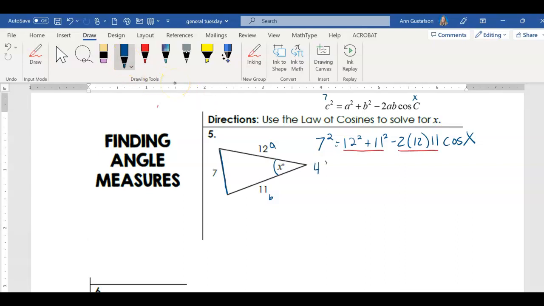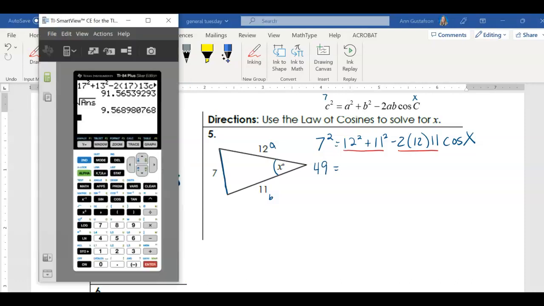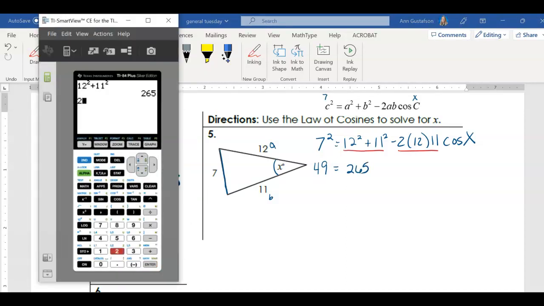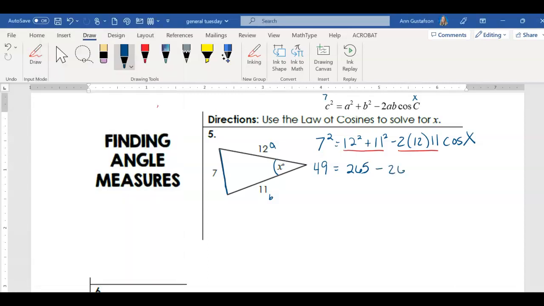So 7 squared I can do in my head at 49, but again, going to that calculator, so that first red grouping is 265, and the second red grouping, 2 times 11 times 12, and I should have had the 12 and the 11 in the other order, but it's still going to be the same. So minus 264. So those are the two red numbers times the cosine of x. We couldn't do these all together because of this subtraction. We have to take care of this multiplying piece before we can do that subtraction.